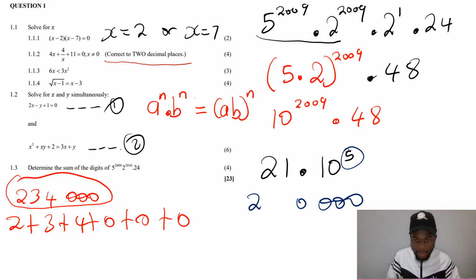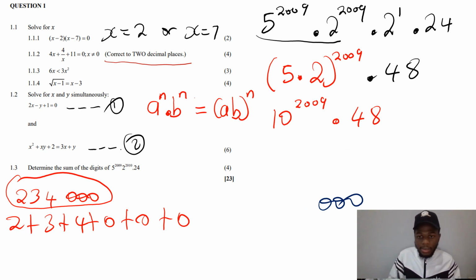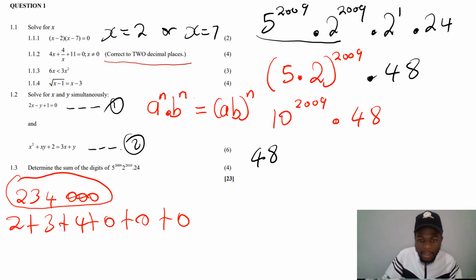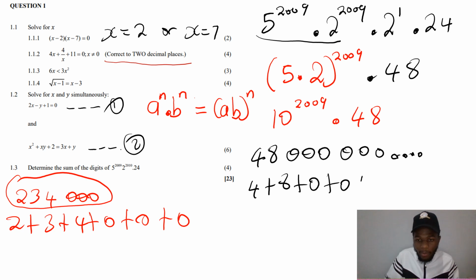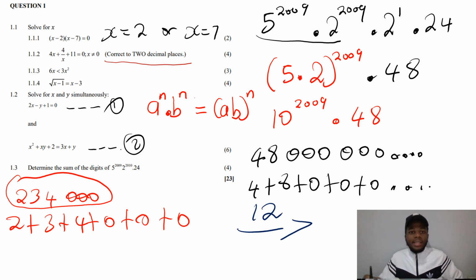Okay, it needs some algebraical skills, but it's simple. And then it means I am going to have 48 and then 2009 zeros. I'll not write them all here, so up to 2009 zeros. All right, so the sum of digits obviously is going to be 4 plus 8 plus 0 plus 0 plus 0 up to the last 0. So this is going to be 12. So our answer here is going to be 12. So this is our solution.